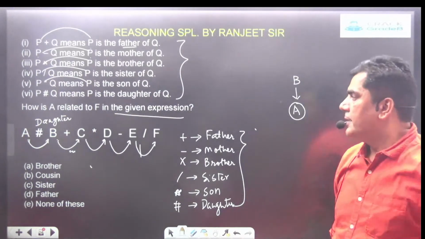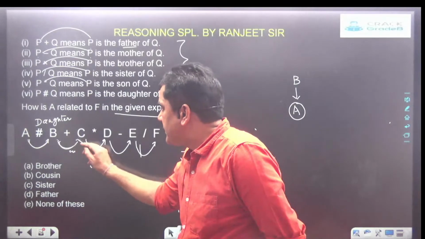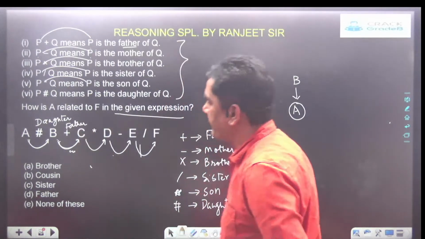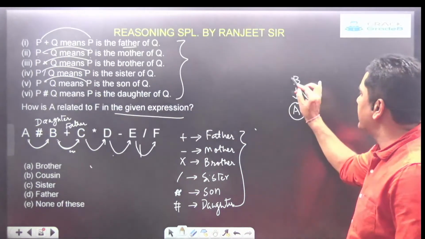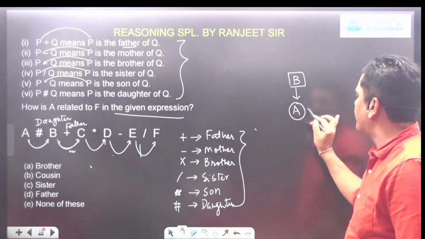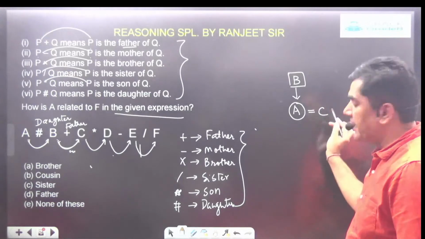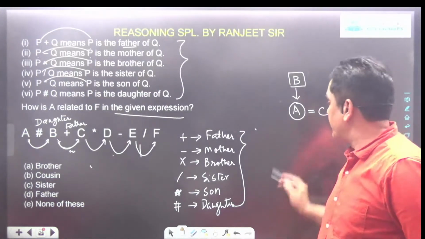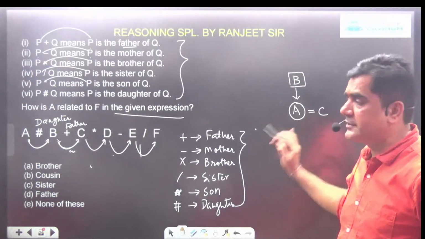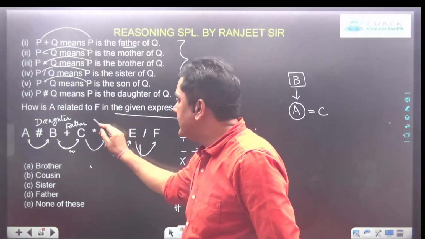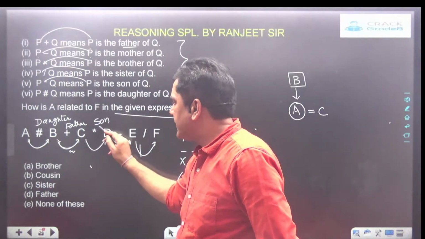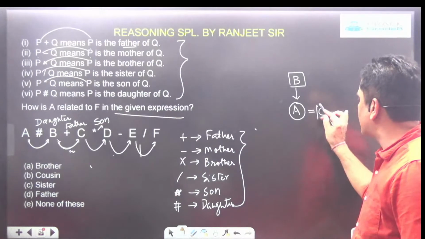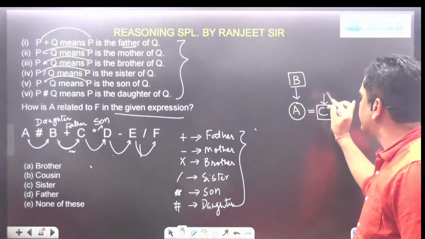Next one, take the next two. B plus. Plus stands for father. So B is the father of C. B is the father, so B must be male, and as father of C, these two can be both sisters or brother and sister. Next one, C is the son of D. This symbol stands for son. So C is the son of D.